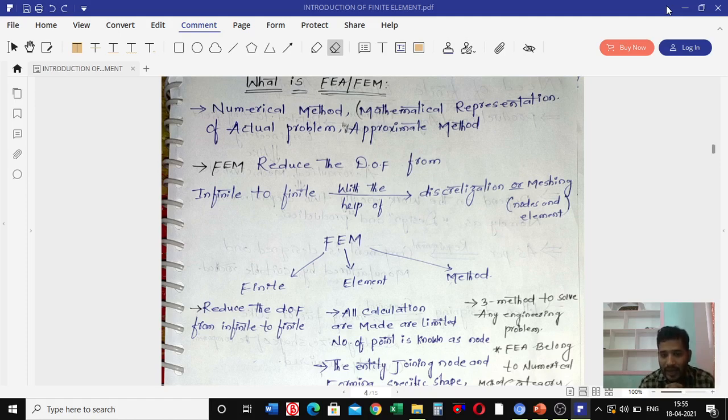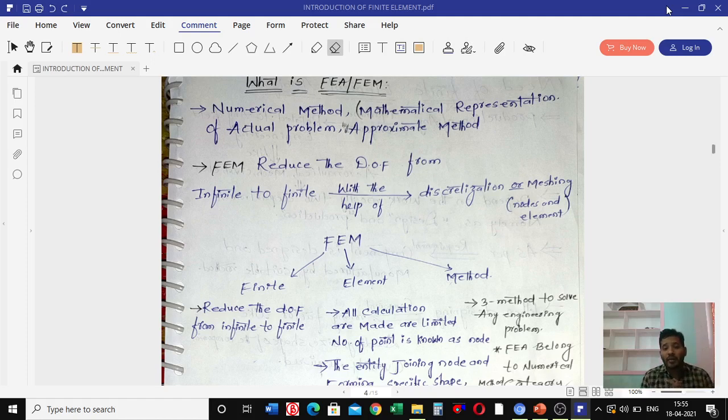The finite element analysis or finite element method belongs to the numerical method, and it is a mathematical representation of an actual problem in our daily life. With the help of the finite element method we can solve simple problems, and meanwhile we can solve complex problems as well. The finite element method is an approximate method. So with the help of the finite element method we are not getting a 100% accurate result, we are getting an approximate result.